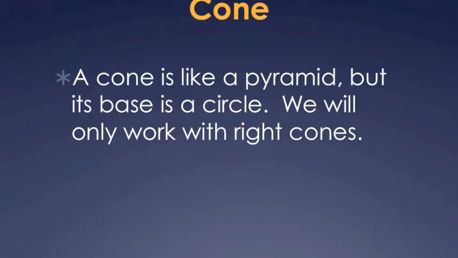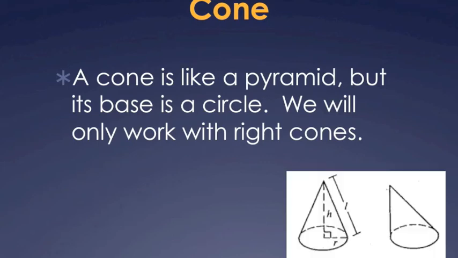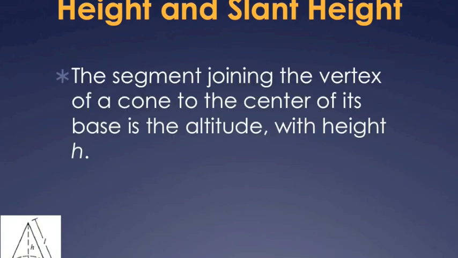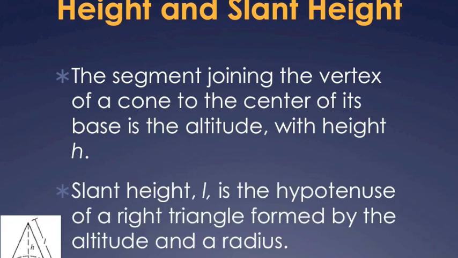A cone is like a pyramid, but its base is a circle. We'll only work with right cones. So notice a right cone is straight up and down, and an oblique cone is kind of squished to the side. The segment joining the vertex of the cone to its center is the altitude, or the height. The slant height, my cursive L, is the hypotenuse of a right triangle formed by the altitude and the radius.